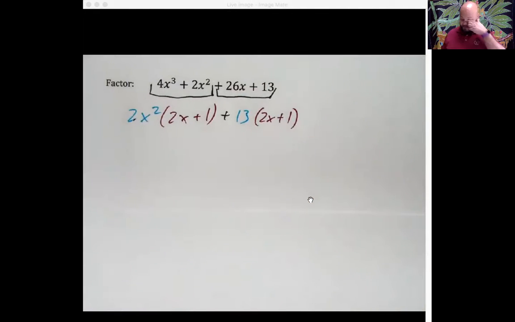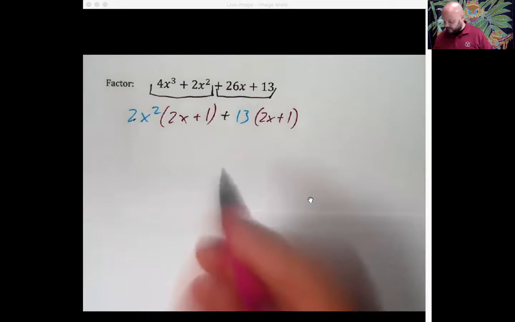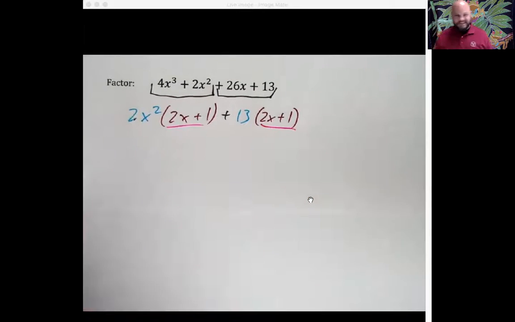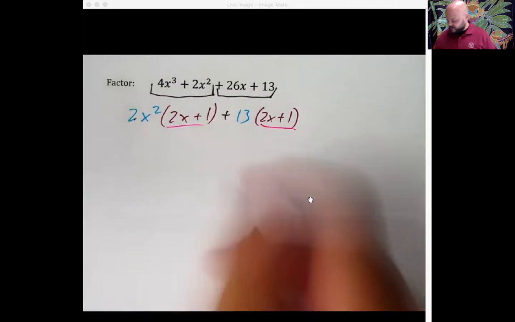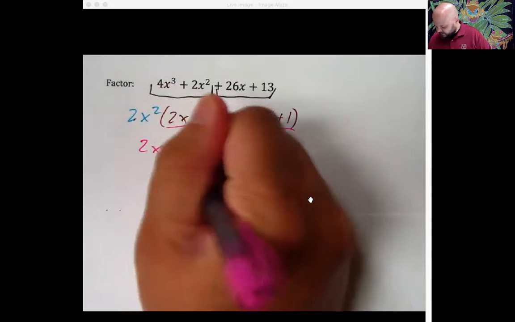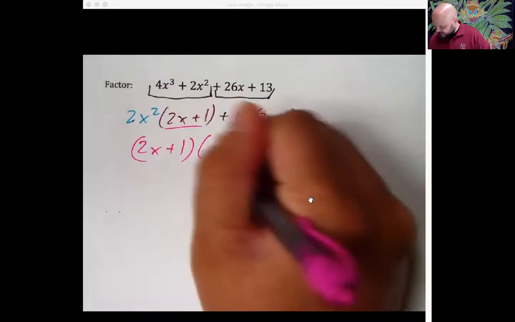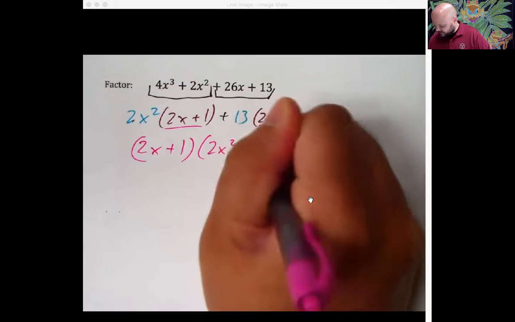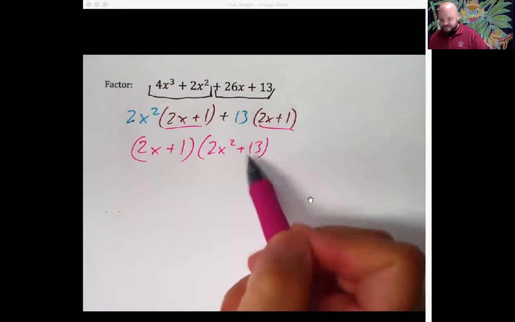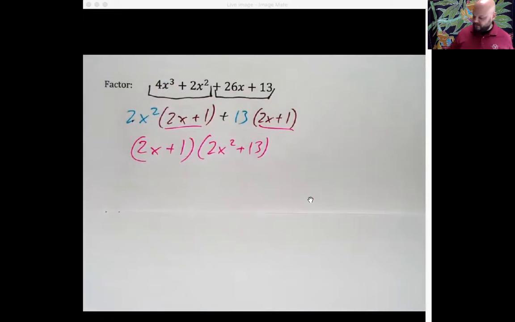Then your last step is, well, what do those two things have in common? They've got a 2x plus 1 in common. See why they had to be the same? Because now I can pull that out to the front. 2x plus 1 times 2x squared plus 13. There is the last two collapsing on themselves together. It's factor by grouping, y'all.